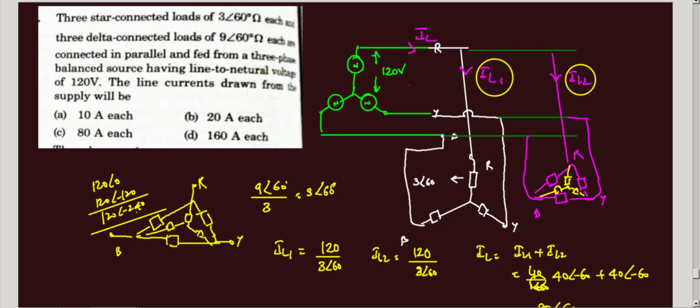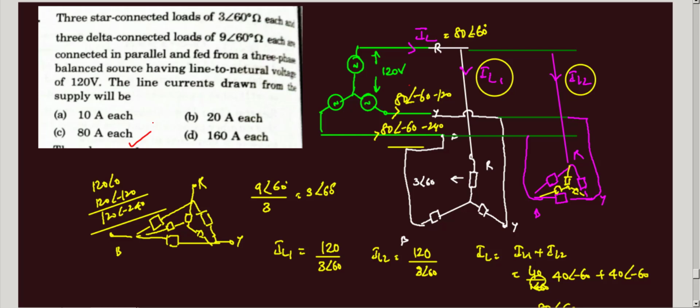I am calculating for the R phase. So 80 at an angle minus 60 here. For the Y phase I have minus 60 minus 120 here. I will get 80 at an angle minus 60 minus 240 for the B phase. So each line current has 80 amperes. How much? 80 amperes. So these two are very, very important questions.